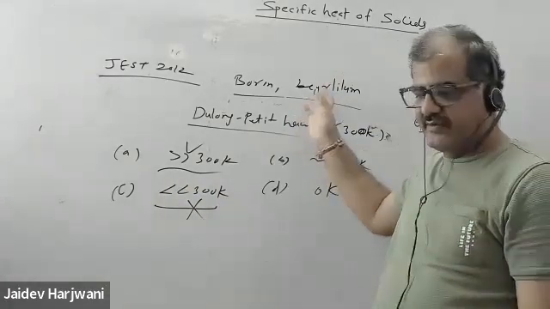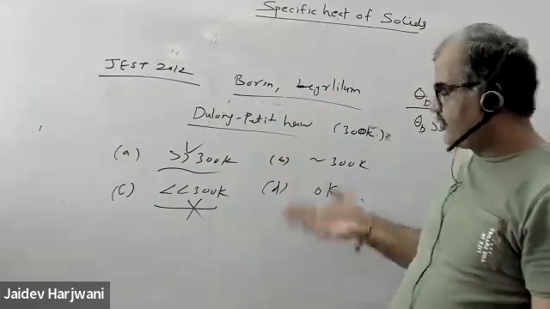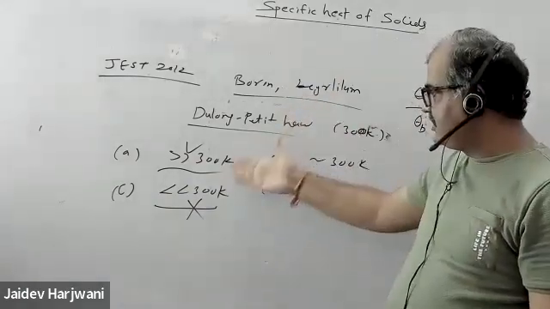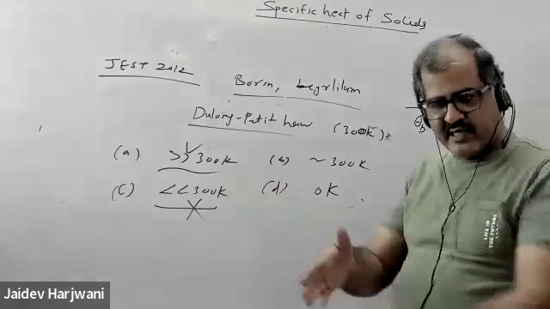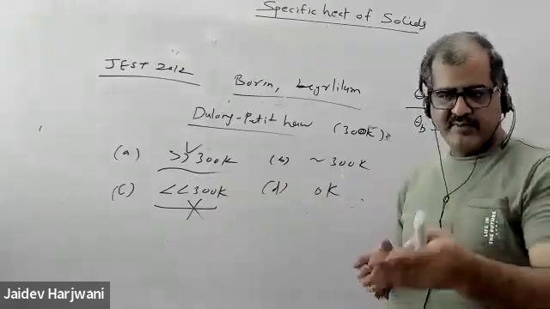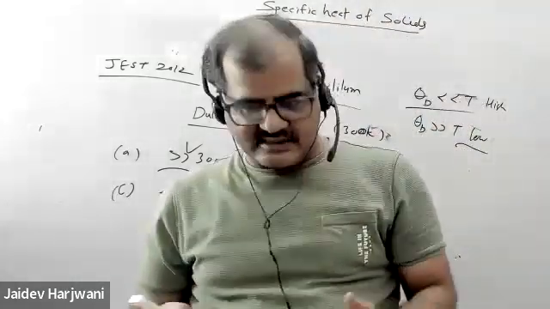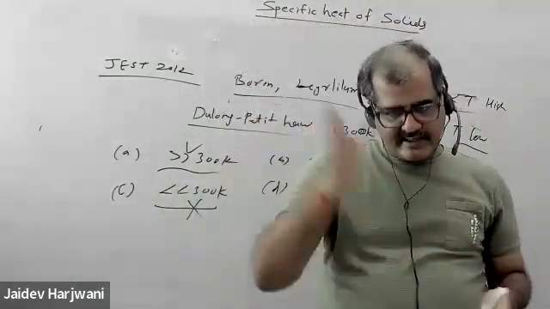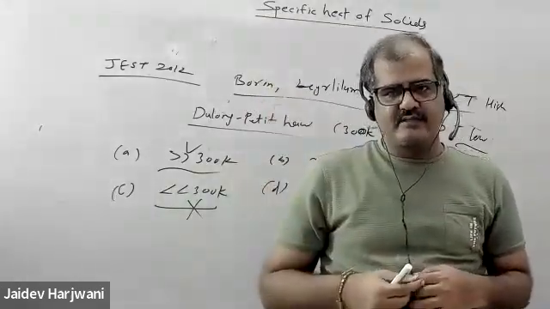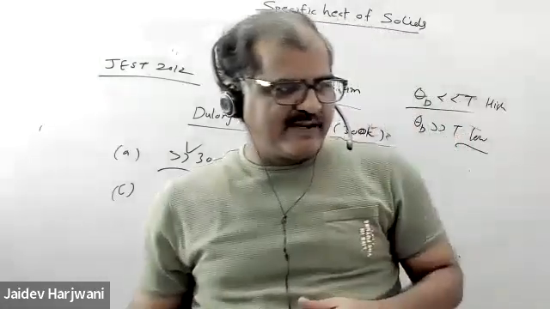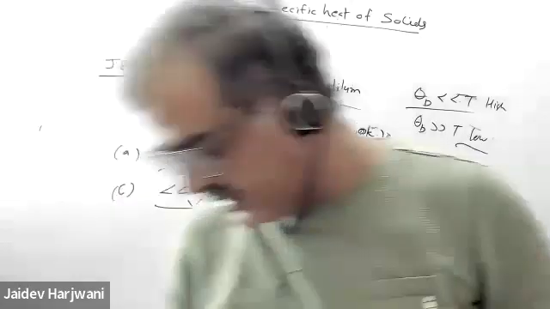If you take silver, you can see this condition will be satisfied, so at room temperature itself you'll get the Dulong-Petit law. At room temperature itself you'll get the 3R value for silver. And if you take diamond, you'll get the 3R value only around 2000 Kelvin. So that is the difference due to the Debye temperature. The limit is defined by your Debye temperature. I hope you got the point.